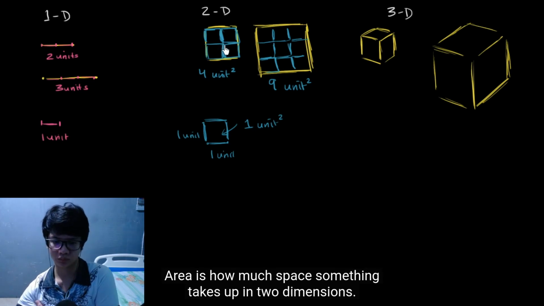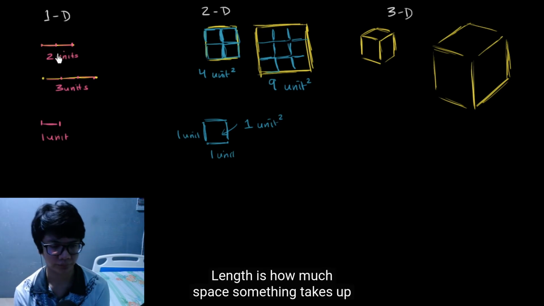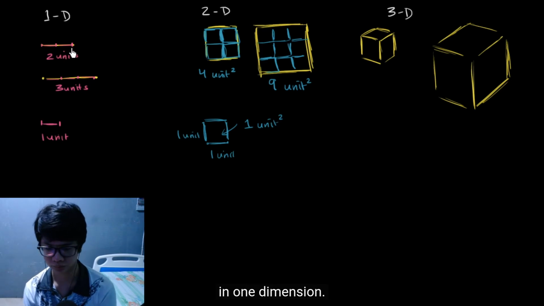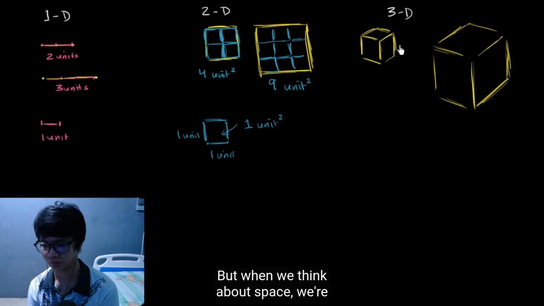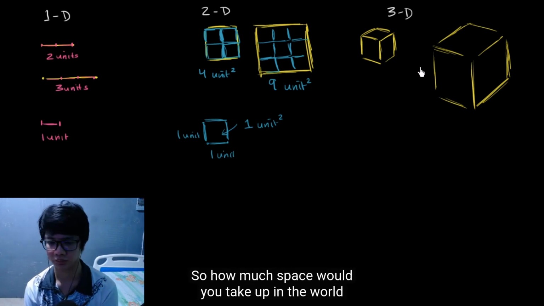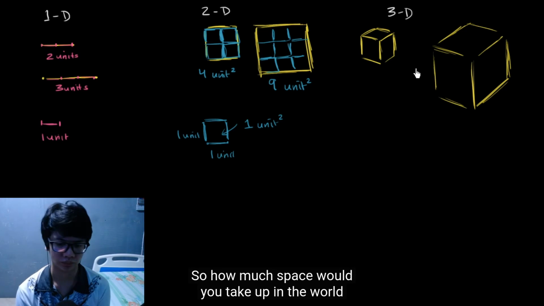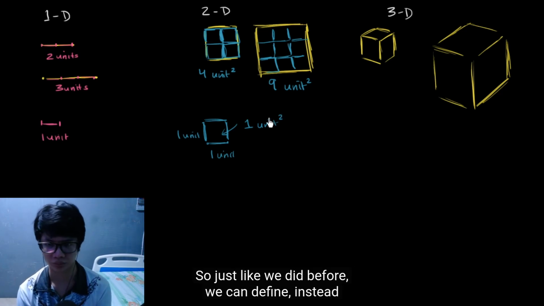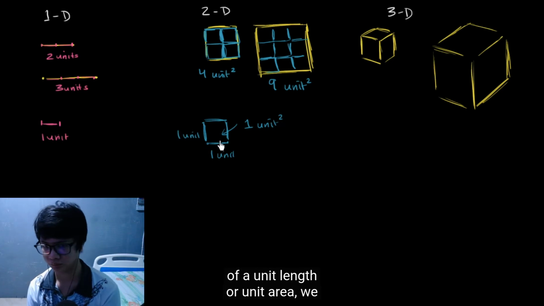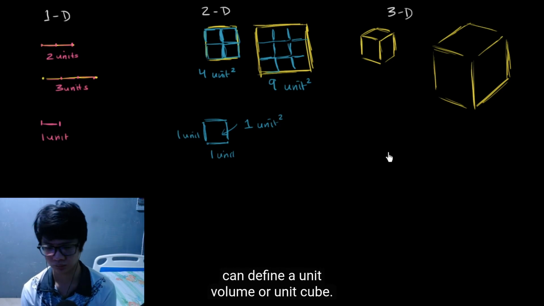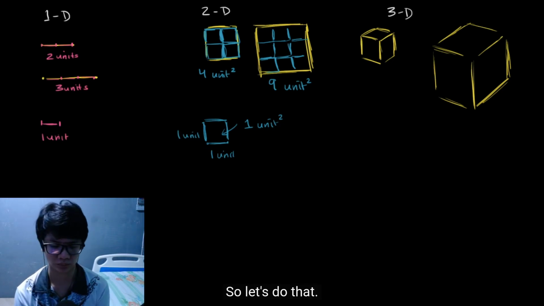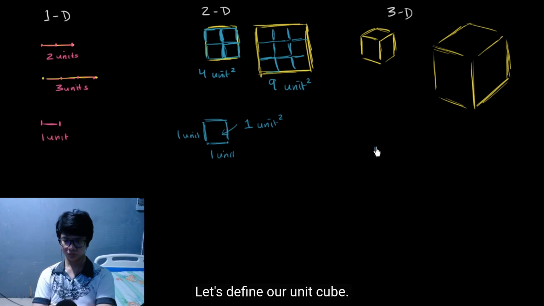Area is how much space something takes up in 2 dimensions. Length is how much space something takes up in 1 dimension. But when we think about space, we're normally thinking about 3 dimensions. So how much space would you take up in the world that we live in? Just like we did before, instead of a unit length or a unit area, we can define a unit volume or a unit cube. So let's do that. Let's define our unit cube.